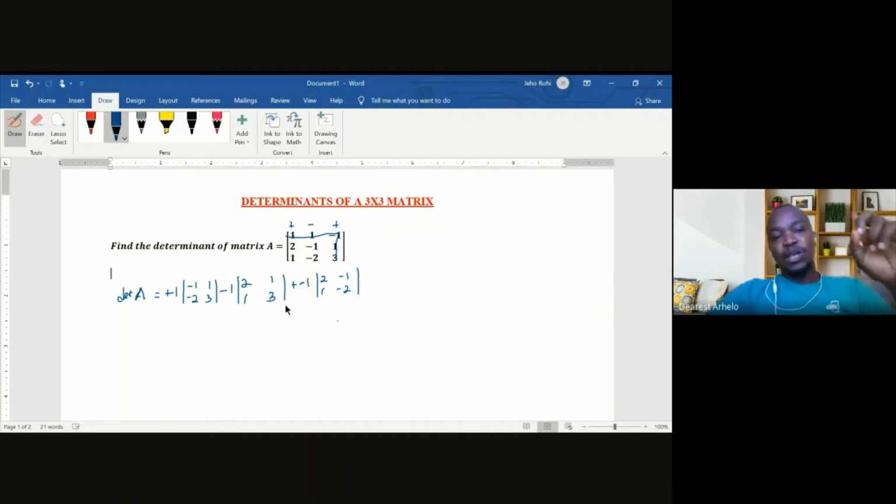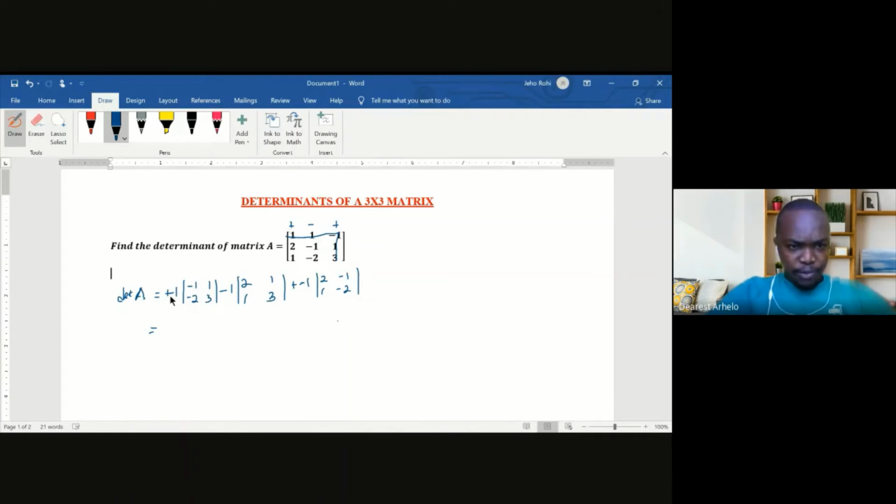So step 1, we have to know the check pattern, which is plus, minus, and plus. And step 2, we have to break the matrix into 2 by 2 matrices from which we can find the determinants. So what next? We can now find the determinants of these matrices. If you missed my previous video on 2 by 2 matrices, you can click up here to see how we solve for the determinant of a 2 by 2 matrix.